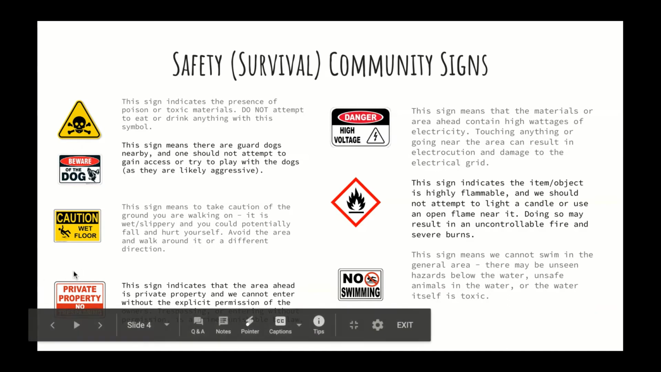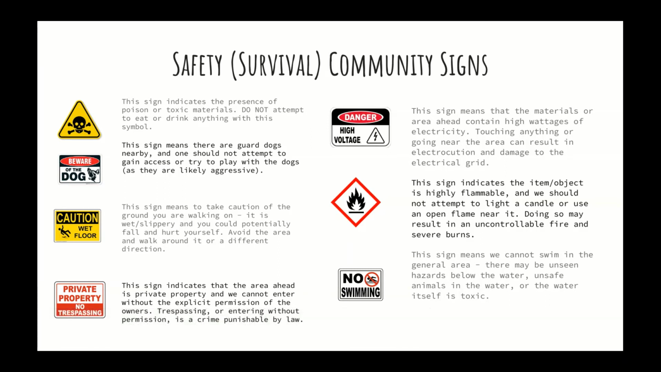The last one on the left side says private property, no trespassing. This sign indicates that the area ahead is privately owned property. A person owns it or maybe the government owns it, and we cannot enter without the explicit permission of the owners. Trespassing or entering without permission is actually a crime punishable by law. Also, people are entitled to the right to protect themselves, and so if you enter private property and they don't know what your intentions are, they might try to, I don't want to say harm you, but they will try to protect themselves, which means you could get harmed in the process. So when you see the sign, we steer clear of the area.